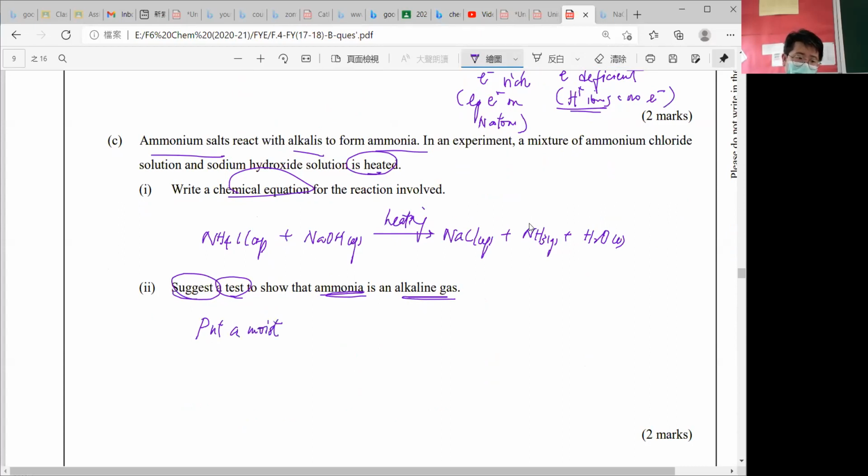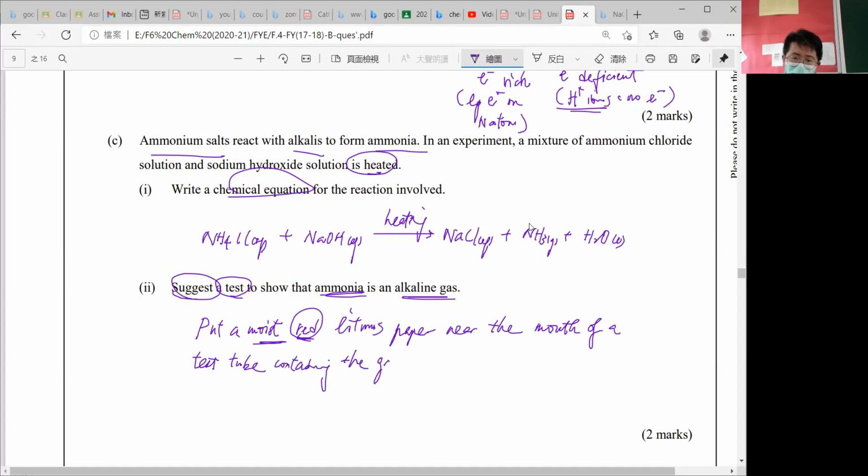Put a moist red litmus paper. You have to write it clearly, the words "red" and "moist" must be visible. Moist red litmus paper near the mouth of a test tube containing the gas. So this is a step.